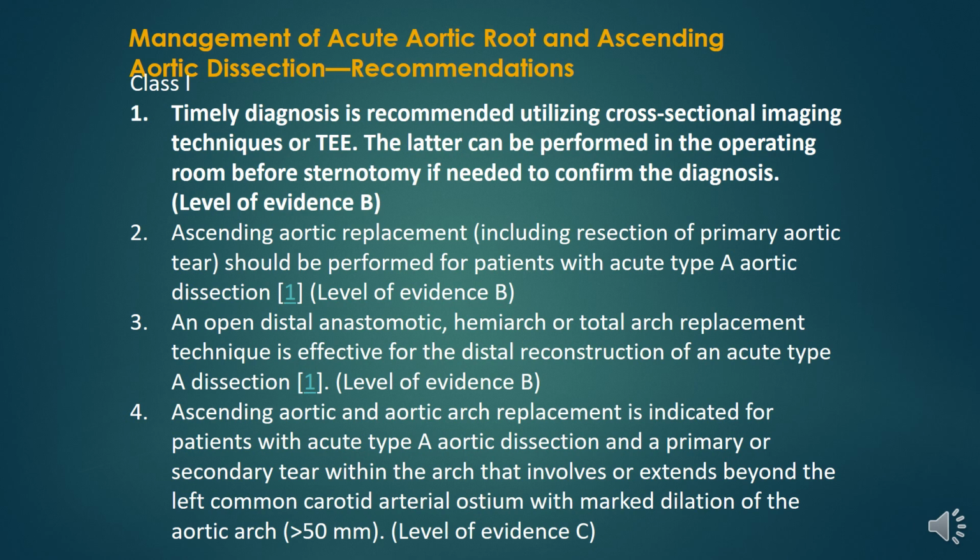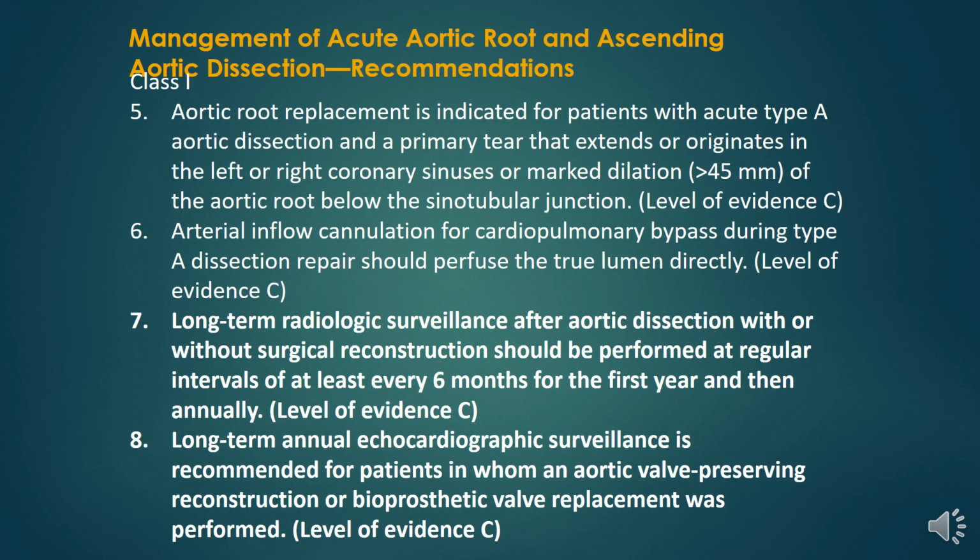So the recommendation for type A dissection is timely diagnosis and ascending aortic replacement, including the primary aortic tear. Open distal anastomosis, ascending aortic and aortic arch replacement is indicated in patients with type A aortic dissection. Aortic root replacement is indicated for patients with acute type A aortic dissection. Arterial inflow cannulation for cardiopulmonary bypass, long-term radiological surveillance, and long-term annual echocardiographic surveillance are recommended.